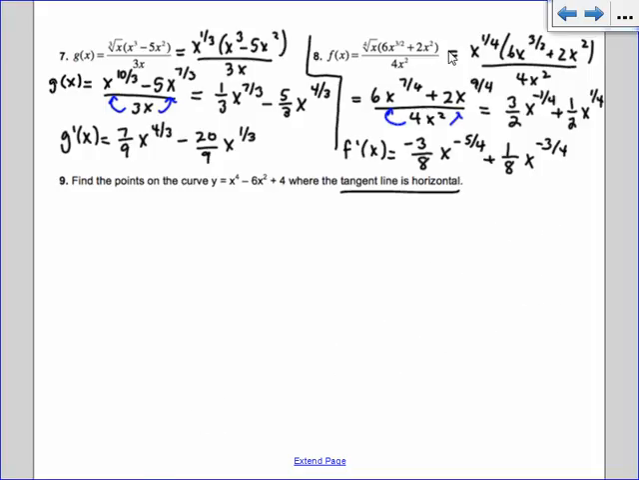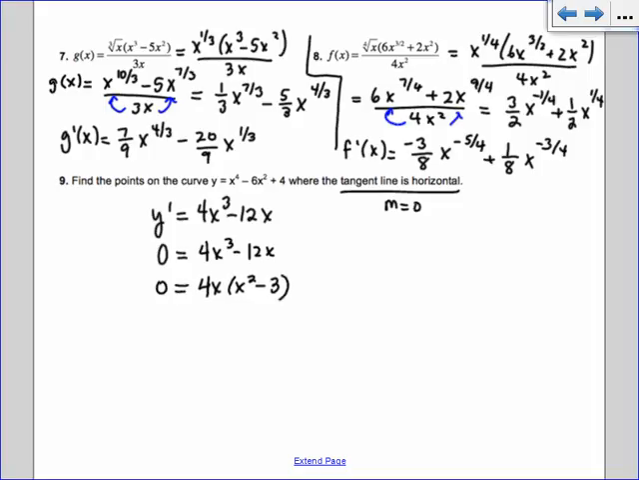So we want to find where the slope is equal to 0. We're going to find y prime. We get 4x cubed minus 12x, and we want that to equal 0. We can solve by pulling out the GCF of 4x, so we have x squared minus 3, and then setting each piece equal to 0. I have 4x equals 0, and x squared minus 3 equals 0. So I get x equals 0, and x squared equals 3, so x equals plus or minus the square root of 3.